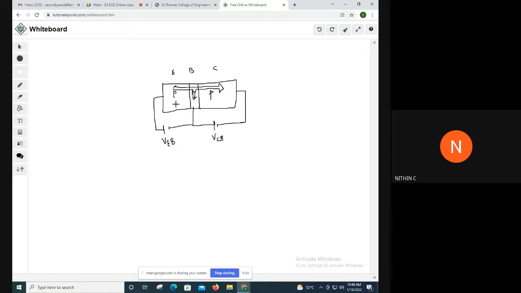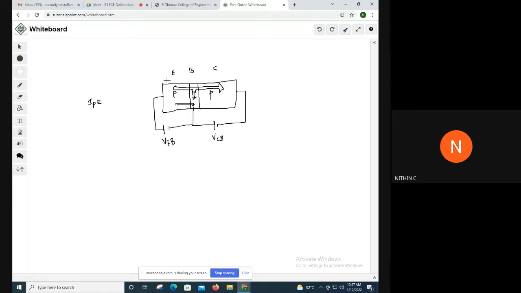I hope you remember all the terminologies. We had IPE, which was the emitter current due to the flow of holes. The holes from here move in that direction. This is the P region, the emitter region. So there will be hole movement towards the right side. These holes will pass through the base region and finally reach the collector.